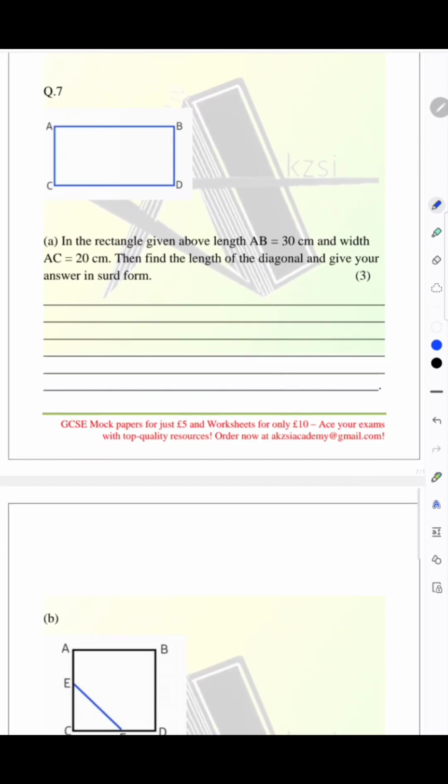Moving on to question number 7. In the rectangle given above, the length AB is 30. So obviously this will be 30. And the width is 20, so this will also be 20 since it's a rectangle. Then find the length of the diagonal and give your answer in surd form. So diagonal, that means they are asking this one.